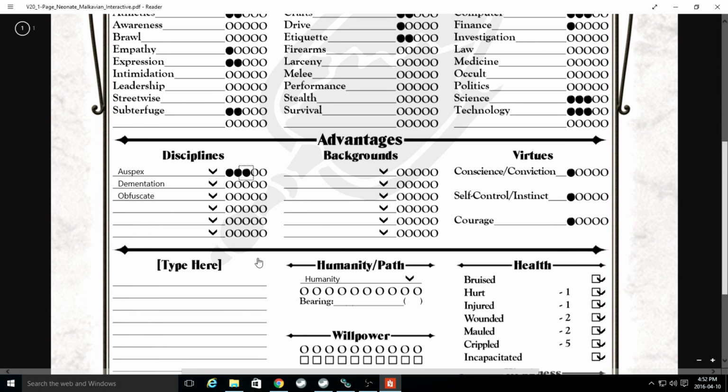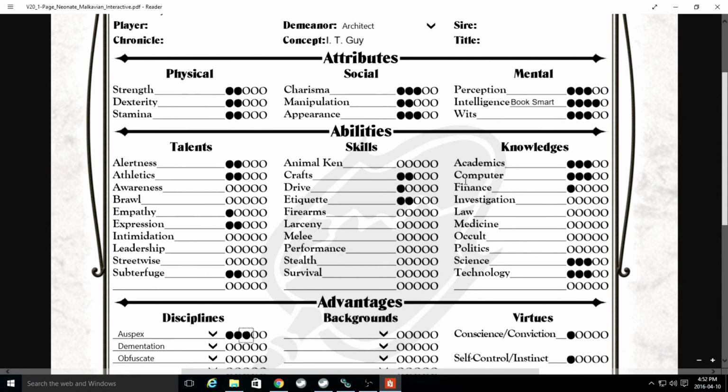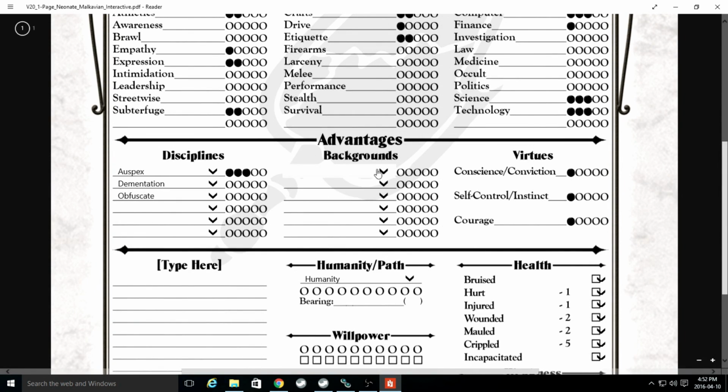Now 3 dots in Auspex can do some interesting things. We've got the first dot is your heightened senses, your second dot is your aura perception, and your third dot is, what is the third dot in Auspex? Let's have a look-see. I forget. It is the Spirit's Touch. It allows for psychic reading of things. Whenever you touch an object, you can pick up on the psychic reading of it. So yes, we're going to give him 3 dots in Auspex.